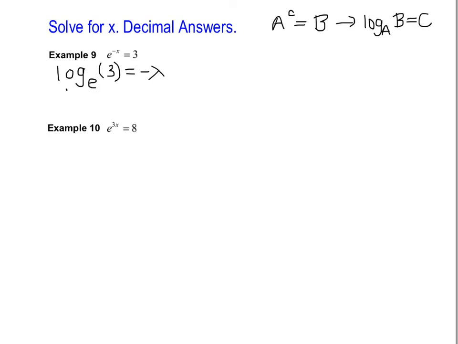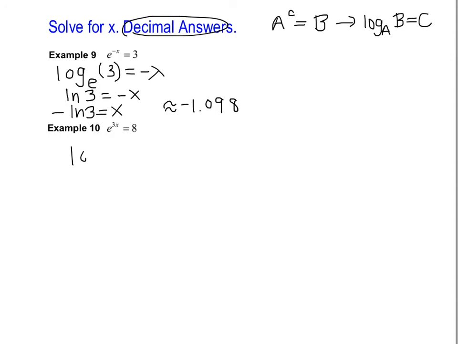So log base e, first of all, is the natural log. And then to get x by itself, we could just divide by -1, so we get negative ln 3. Now this does say use decimal answers, so we can put that in our calculator. I'll show you how to find the button in class if you can't find it, but it's just right on the face of your calculator, and we get negative 1.098.